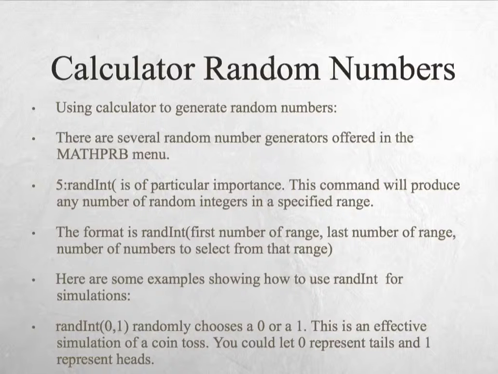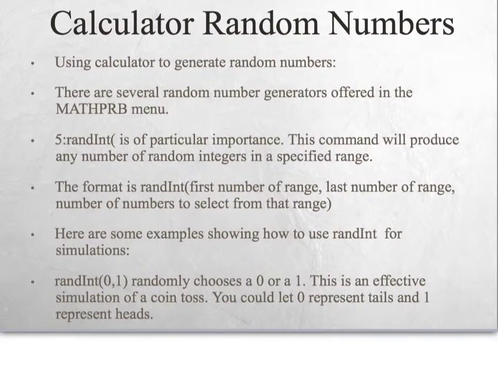The random integer is a little better for our purposes, because it'll give us those random integers we'd like. The format is to put the random integer function, put the first number of the range you want, comma, last number of the range you want, comma, and then the number of numbers to select from that range. If you don't put in that last number, it'll just generate one random number from that range of numbers you've specified. So here's some examples.